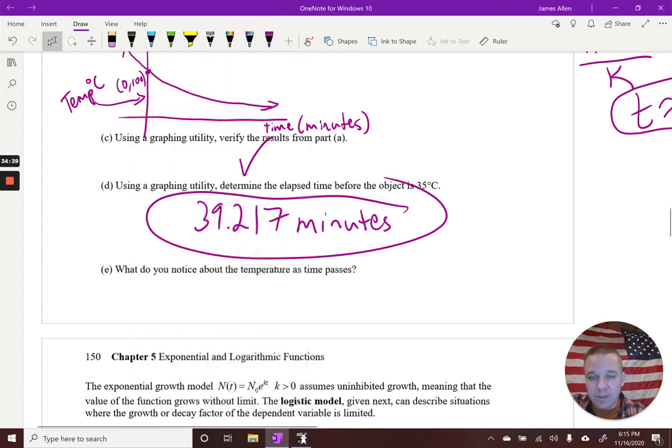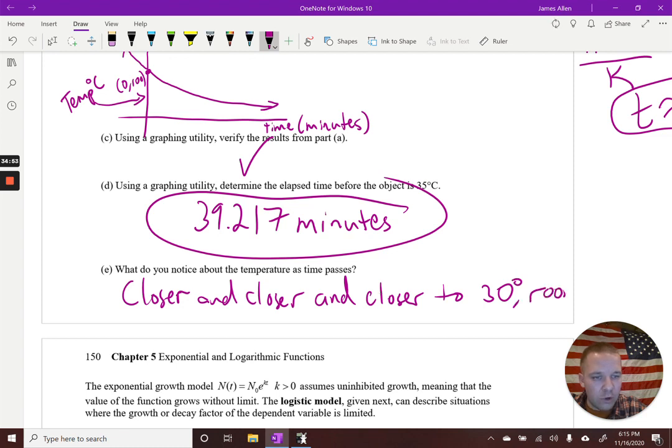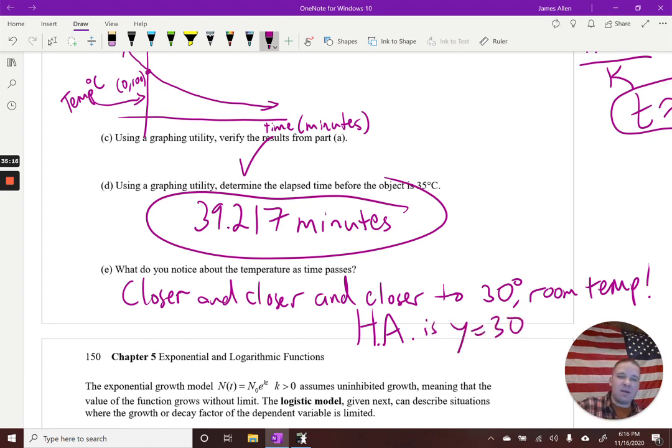All right. So closer and closer and closer to 30 degrees room temp. Which makes sense, right? It's never going to get colder than room temperature. That's crazy. It's just going to keep on getting closer and closer to room temperature. Our horizontal asymptote is equal to 30, not equal to, is y equals 30.